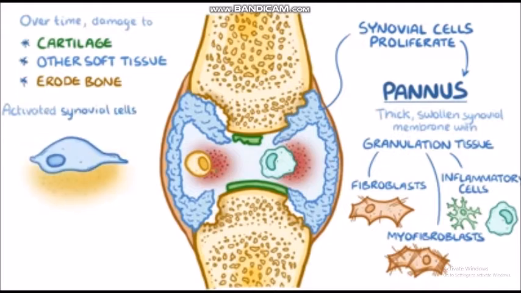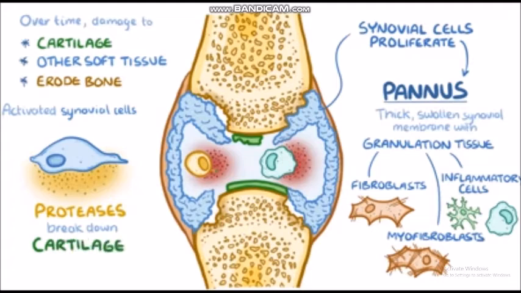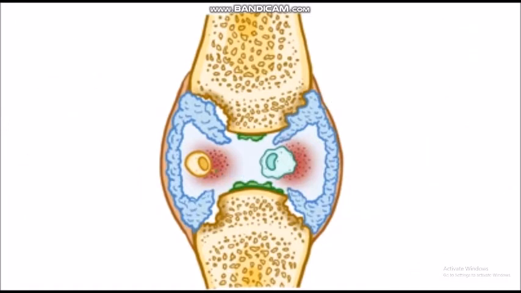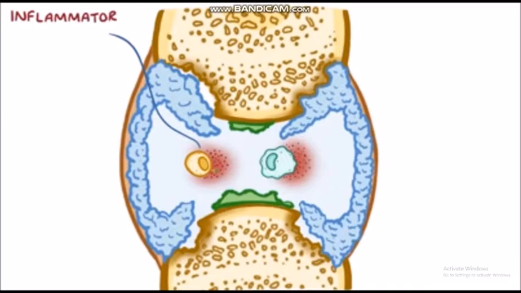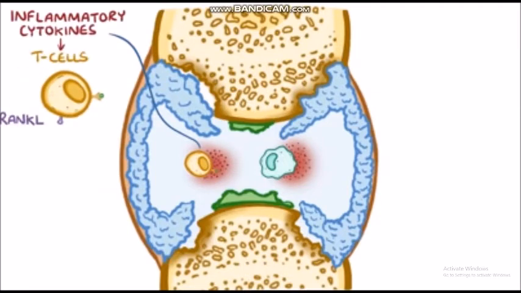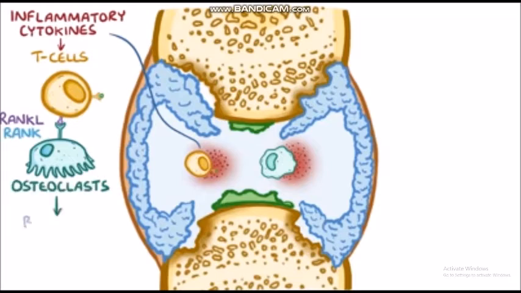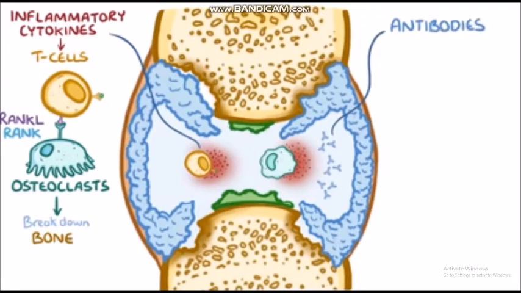Activated synovial cells also secrete proteases, which break down the proteins in the articular cartilage. And without the protective cartilage, the underlying bones are exposed and can directly rub against each other. In addition, inflammatory cytokines increase a protein on the surface of T cells known as RANKL, or receptor activator of nuclear factor kappa B ligand. RANKL allows T cells to bind RANK, a protein on the surface of osteoclasts, to get them to start breaking down bone. Meanwhile, antibodies also enter the joint space.